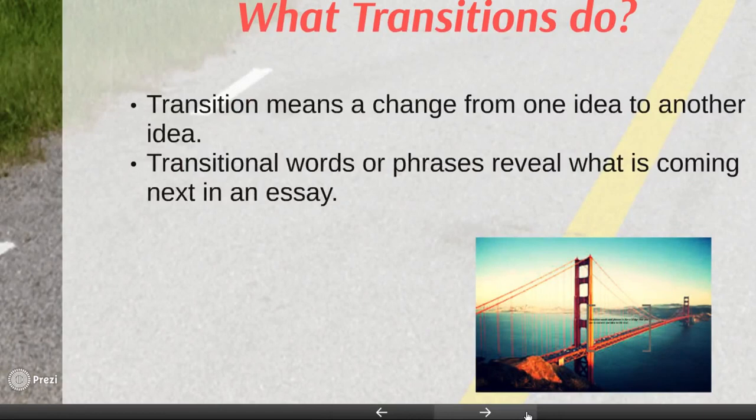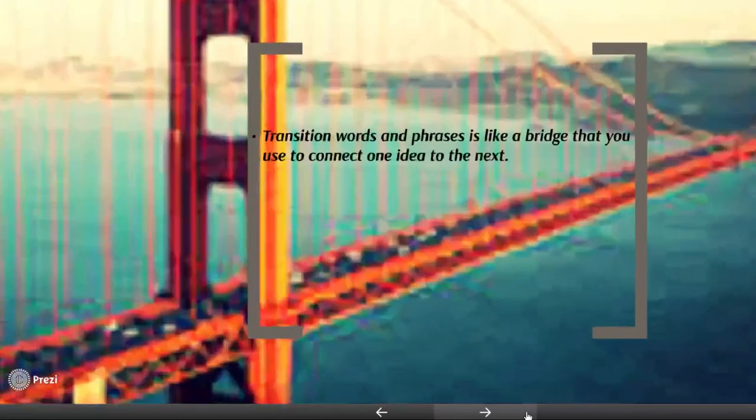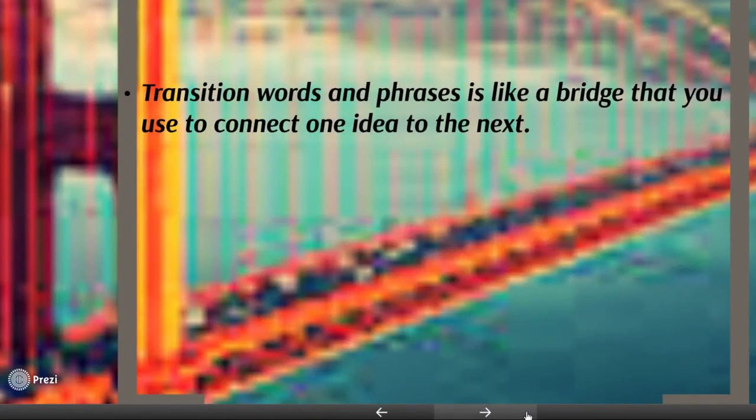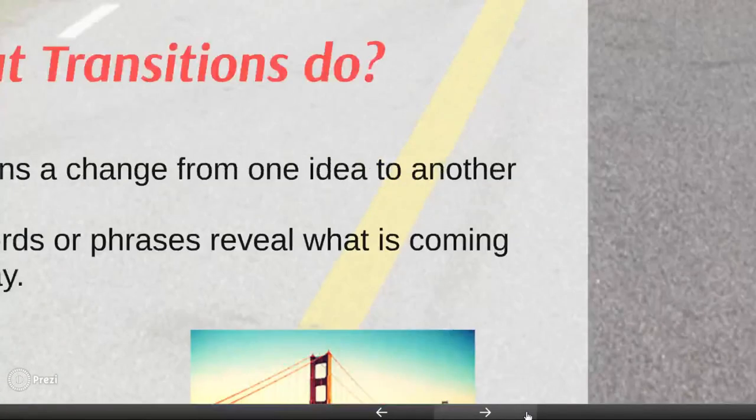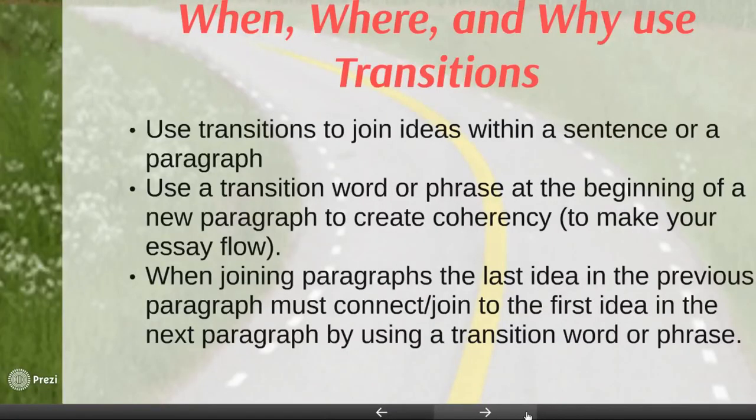Transition means a change from one idea to another idea. Transitional words and phrases reveal what is coming next in your sentence, in your paragraph, in your essay. Transitional words and phrases are like a bridge that you use to connect one idea to the next idea. So you can use transitions to join ideas within a sentence and also from paragraph to paragraph.